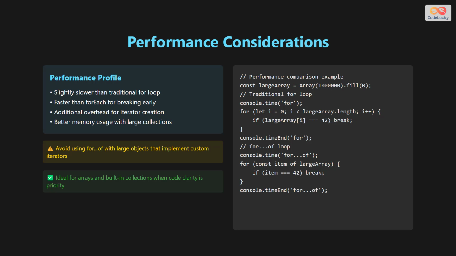For example, we can compare the performance of the traditional for loop and for...of loop by iterating over a large array. The time taken for both loops is different, but the for...of loop is negligibly slower. The for...of loop should be preferred if code readability is a bigger concern.